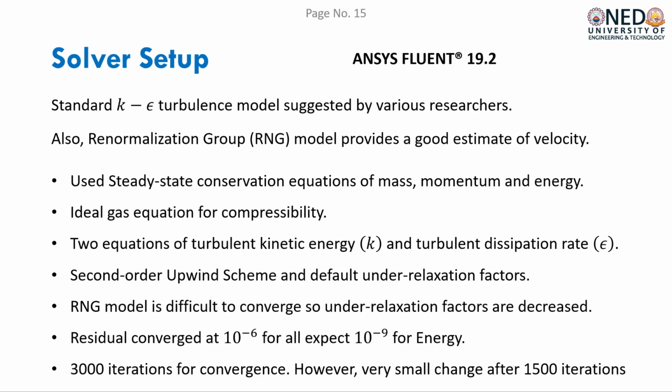Two further equations of turbulent kinetic energy and turbulent dissipation rate are used with discretization of second order upwind scheme. Default under relaxation factors are set to solve the finite volume RANS equations, whereas RNG model is found to be difficult to converge and required decreased under relaxation factors. Convergence occurs after 1500 iterations, so the residuals are set to 10 exponent minus 6 for all equations, instead of energy equation whose residuals are set to 10 exponent minus 9.